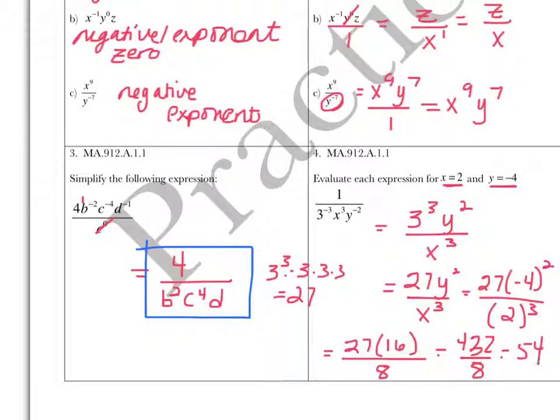So my final answer is 54, and this is a little bit different than stuff we've been doing because of this part here where it says evaluate for these values. So final answer 54. Make sure that you note that on your test tomorrow.